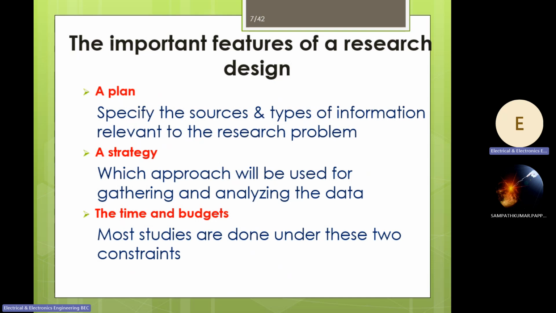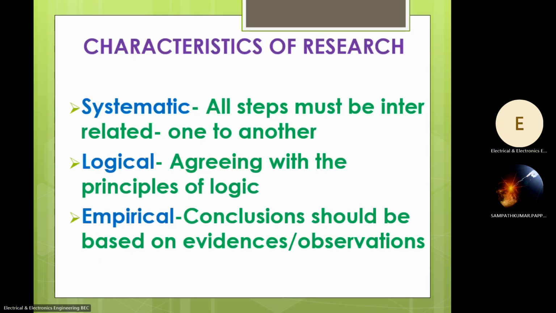Which approach will be used for gathering and analyzing the data? That means sometimes you have to gather real-time data. Sometimes you have to gather the data from the old papers or from the substations, especially for electrical things. And studies are done under these two constraints: time and budget. Next part will be the characteristics of the research.